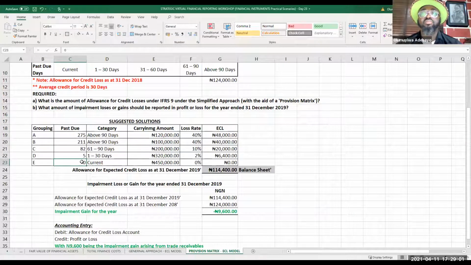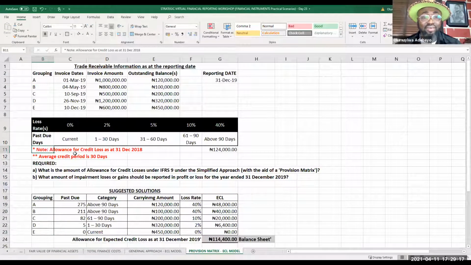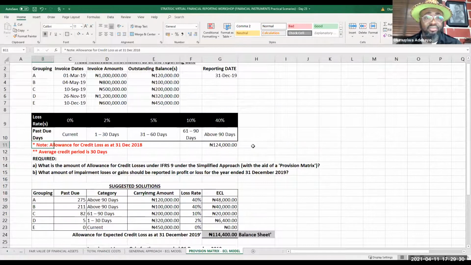There's a note down, allowance for credit loss. I can't hear you well, your network is bad, but I get what you are saying. You said there's this note that says allowance for credit loss as at the end of 2018 is 124. You see where it is relevant. They only gave us our allowance from last year. Why is it relevant? We are going to see that.